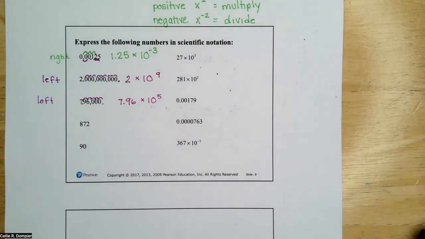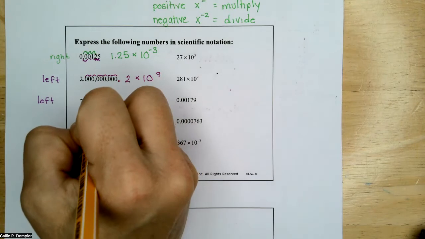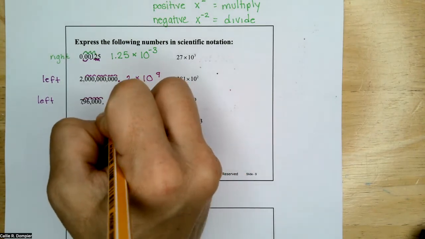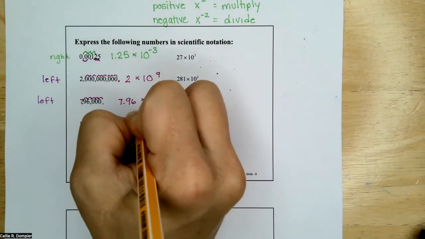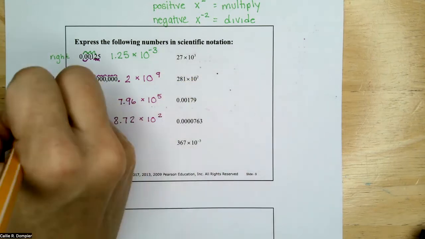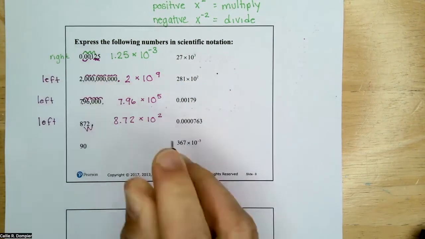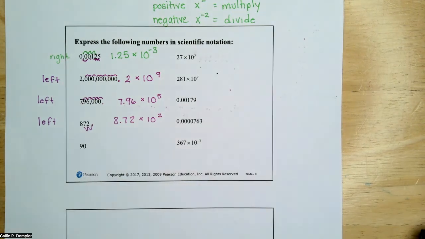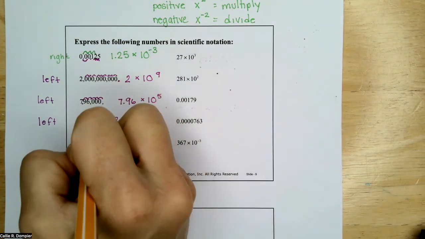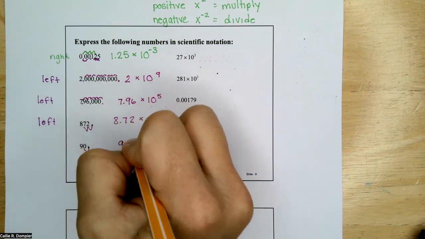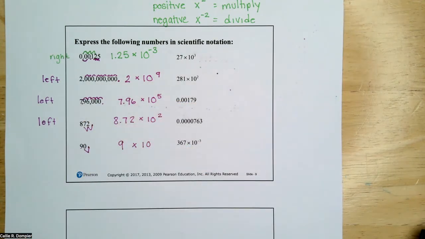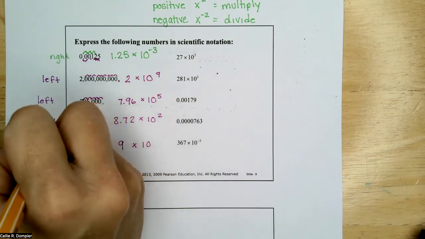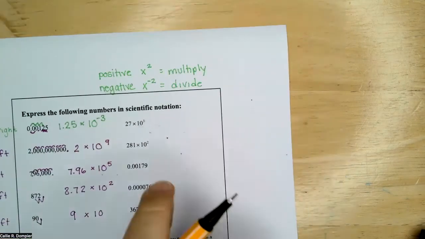872, that's a small number. We're still going to do it though. 1, 2. So it's 8.72 times 10 to the second. We went to the left. We're multiplying 8 times 100, right? 90, I can still move that. That's 9 times 10 to the first, or just 10. And I went left.